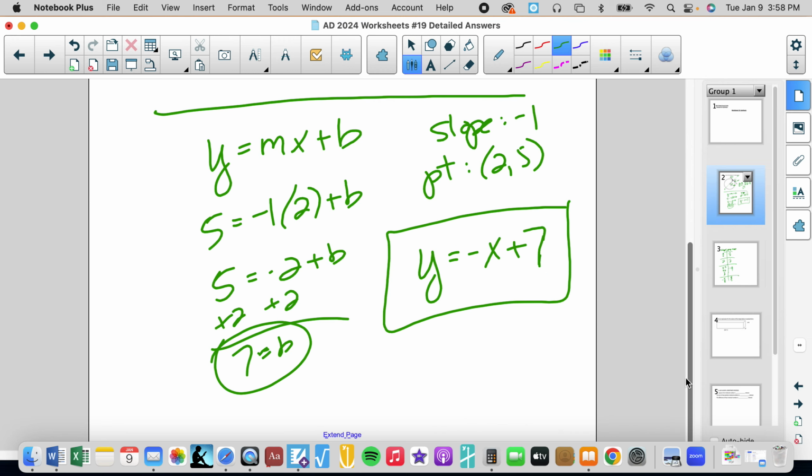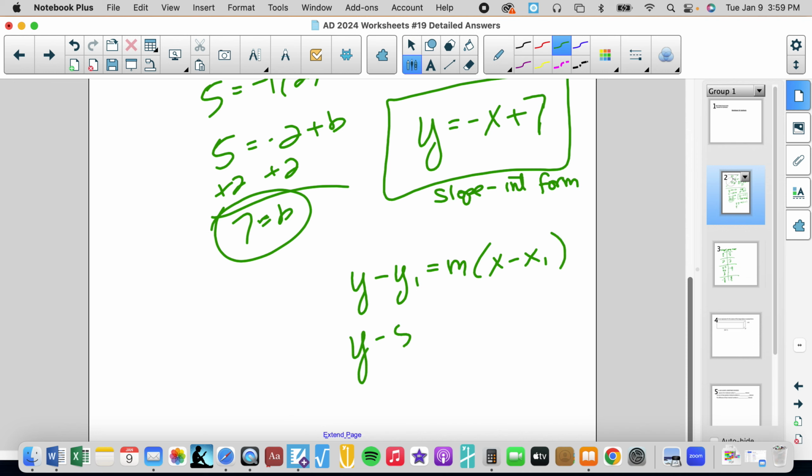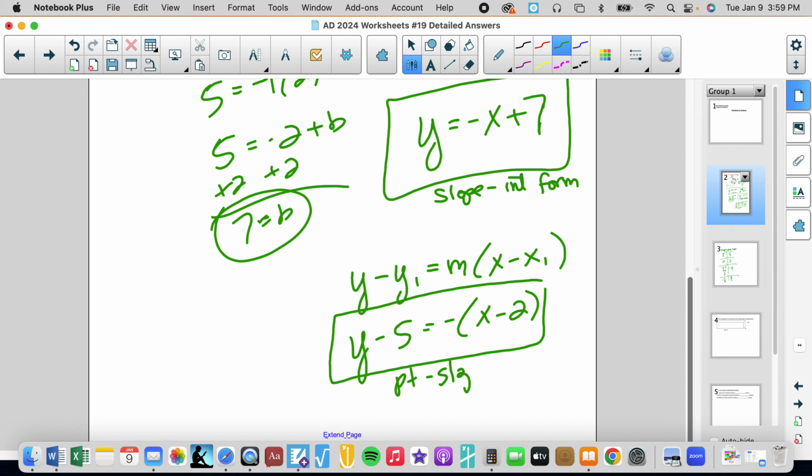Find the equation. So that's in slope-intercept form. You could have used point-slope, sorry. This is in slope-intercept form. It didn't say which form it needed to be in. That could be one of them. If we wanted point-slope, it is y minus y sub 1 equals m times the quantity x minus x sub 1. So we can plug those values in. Y minus 5 equals negative times the quantity x minus 2. So that is in point-slope form.